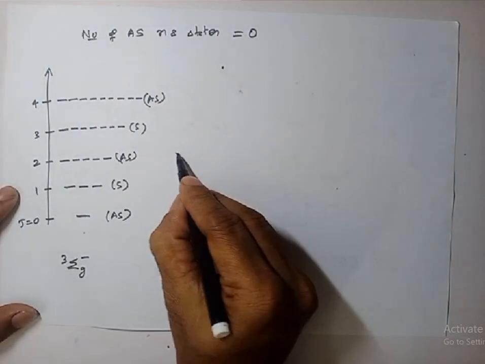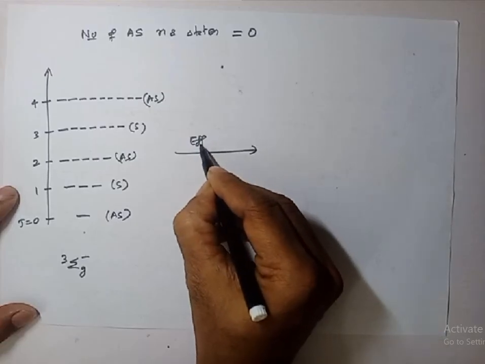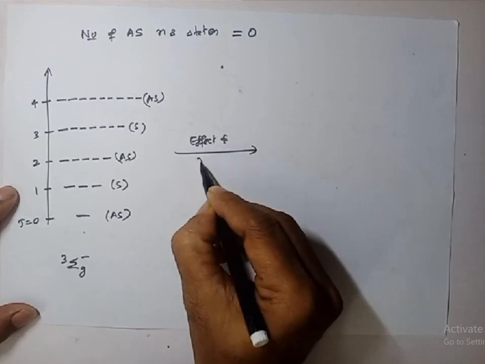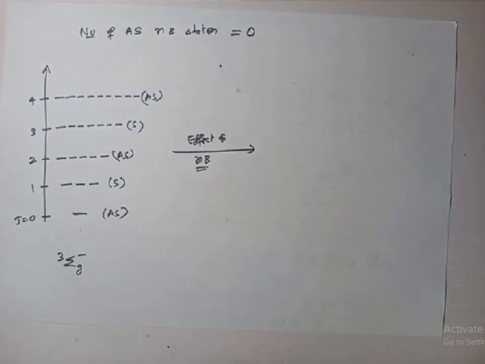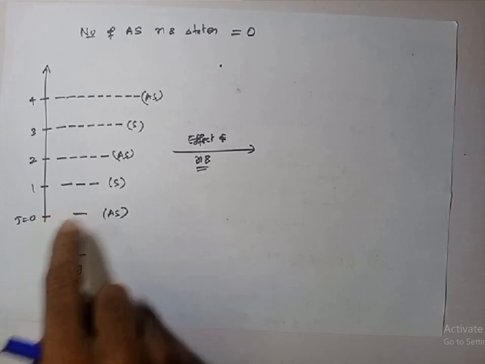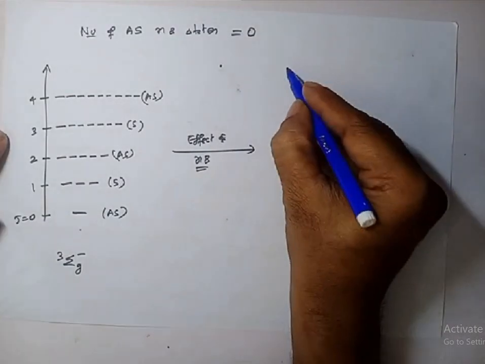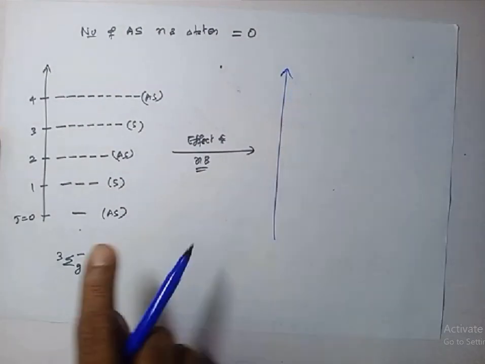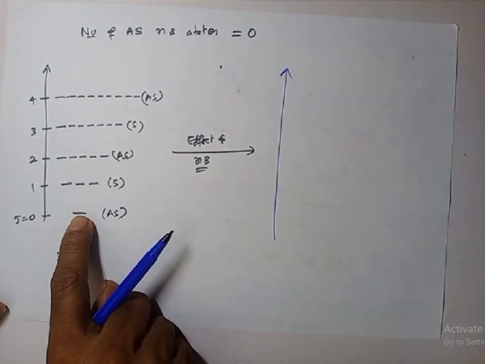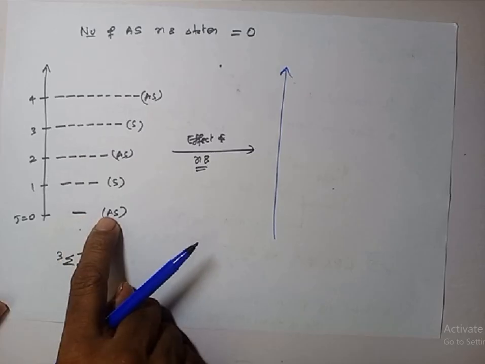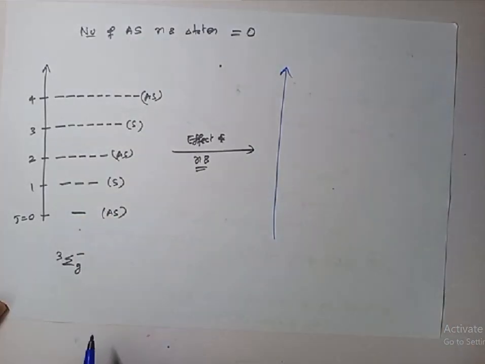Now I'll show you the effect of nuclear spin. Listen carefully, since the two nuclei are bosons, symmetric will combine with symmetric. Symmetric rotational state combined with the symmetric nuclear spin. Now can anyone tell me, the ground rotational state is antisymmetric. How many antisymmetric nuclear spin states are there?